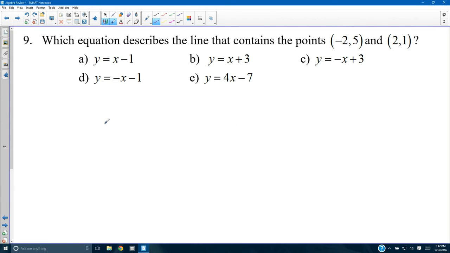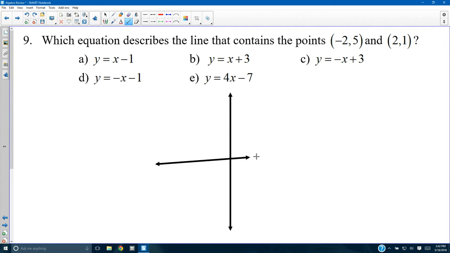Number 9, which equation describes the line that contains the points -2, 5, and 2, 1? For me to do this, I'm going to draw a graph to kind of get the lead in as far as what it is we're trying to do. Okay, we are trying to find out what slope this line has, and how this line crosses through the y-axis, meaning where it crosses through. Now I'm not going to make it perfect. I'm just going to do -2 up 5. That's fine, and then over 2 up 1 like that.